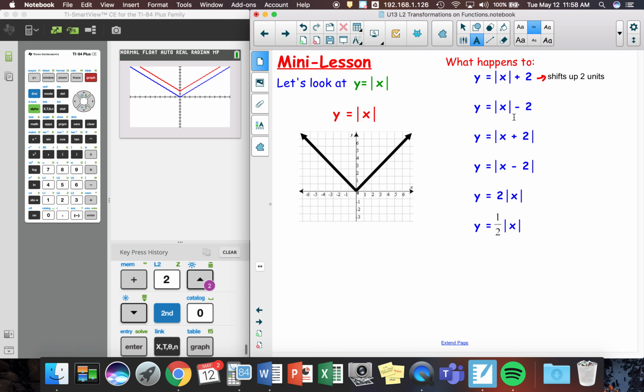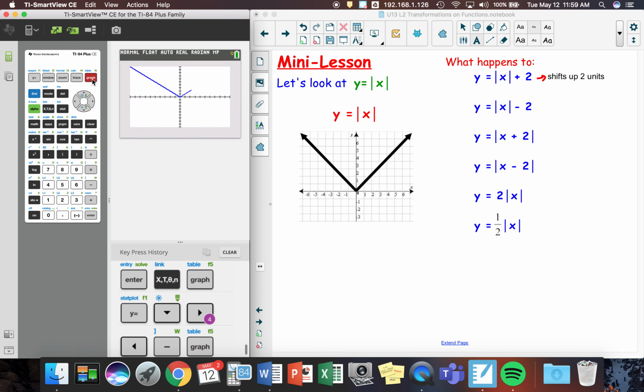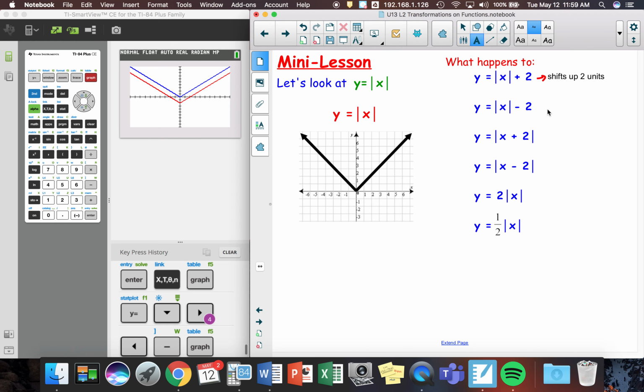Okay, so what do you think will happen if we have minus 2? Well, let's see. Instead of having plus 2, I'm going to have minus 2. And I press graph. As you can see, the blue one is my original, it hits the origin, and then it goes down 2. So for this one, I'll write that it shifts down 2. We use the word units because we don't know exactly what the unit is. It can be 2 feet, it can be 2 boxes.